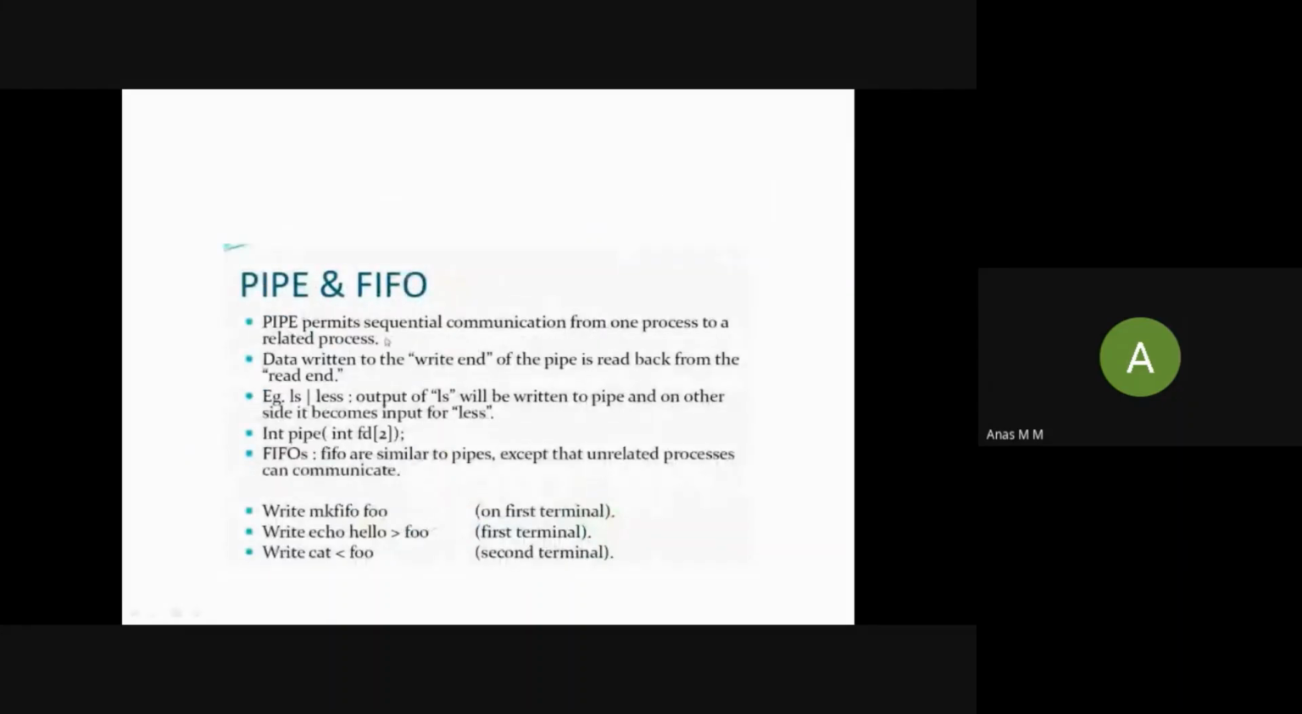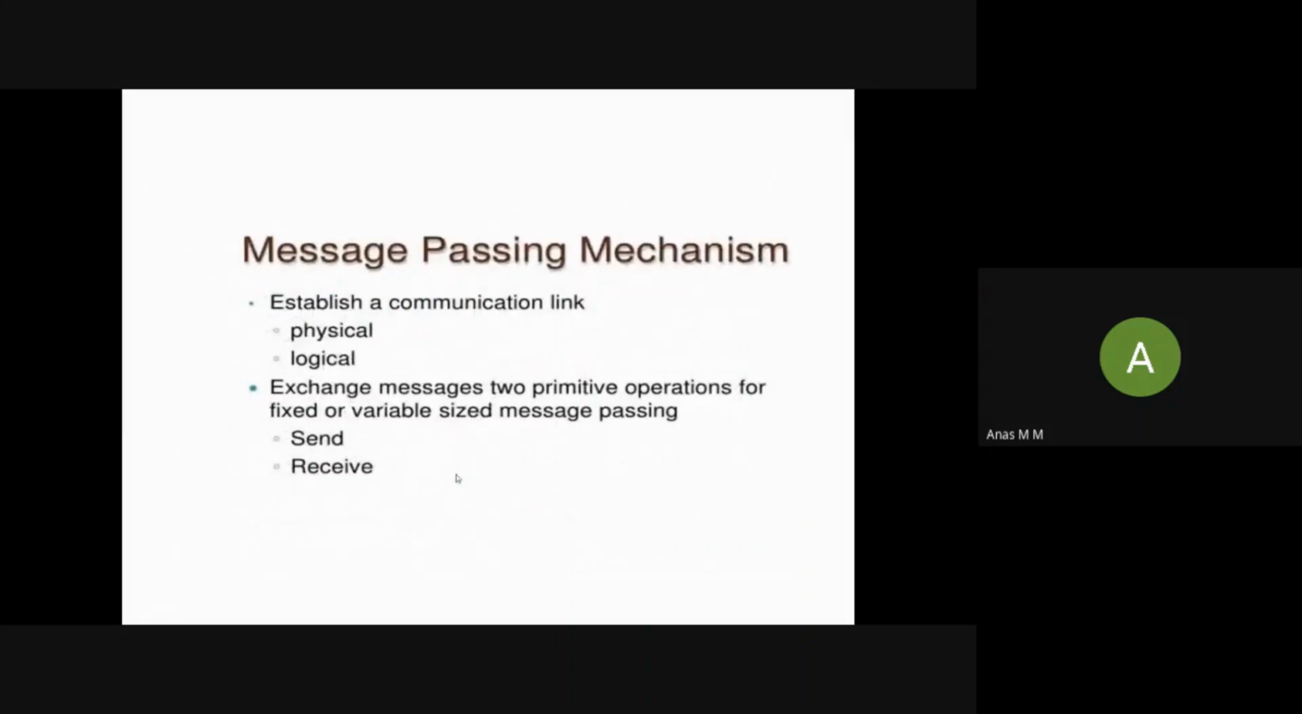Another is FIFO. A pipe permits sequential communication from one process to another related process. So there should be a relation between the processes, and only then can you communicate through a pipe. But FIFO is similar to pipes, except that unrelated processes can also communicate with the help of FIFOs. So whenever we need message passing interprocess communication, we need to establish a communication link, physical or logical. Then we need two functions, a send function and a receive function, to send and receive messages.